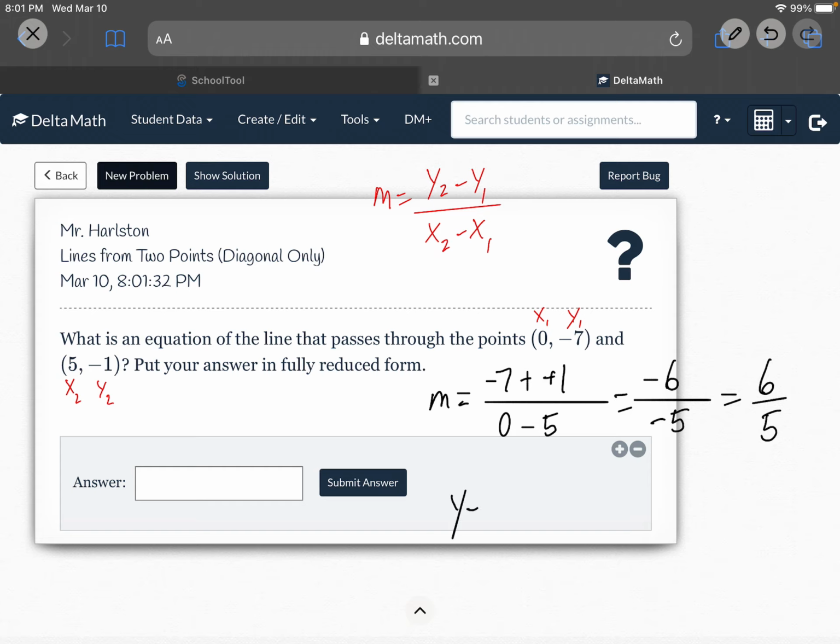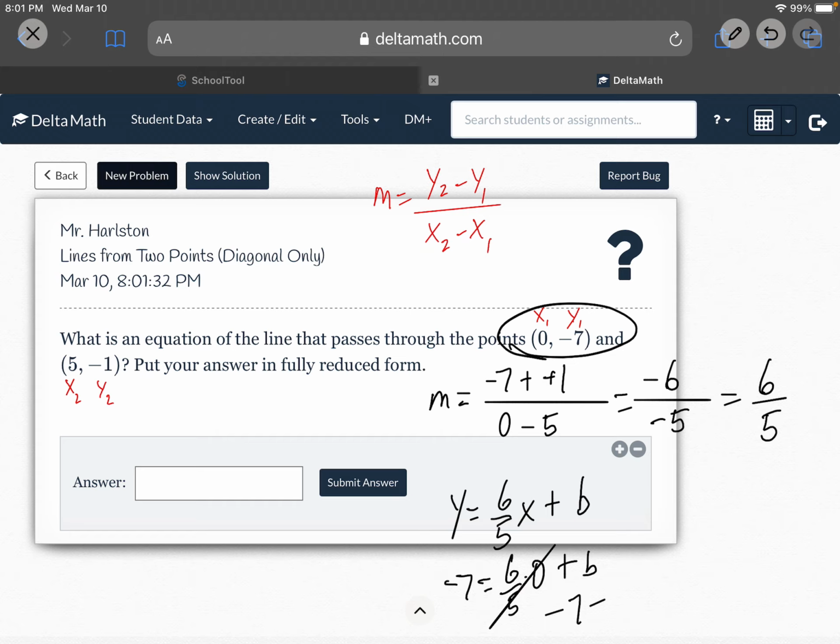Now I am going to use that and put the slope into the slope-intercept form and then solve for b. I am going to use this point right here, and you'll see why, because it definitely simplifies. The x is 0 and the y is -7. So this is going to be 6/5 times 0 plus b. This is going to just cancel out because anything times 0 is 0. So this is going to be -7 equals b, which is going to be our y-intercept.